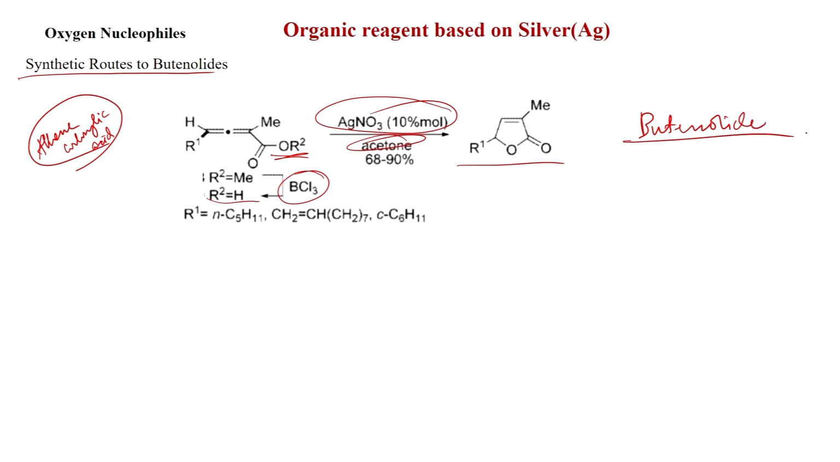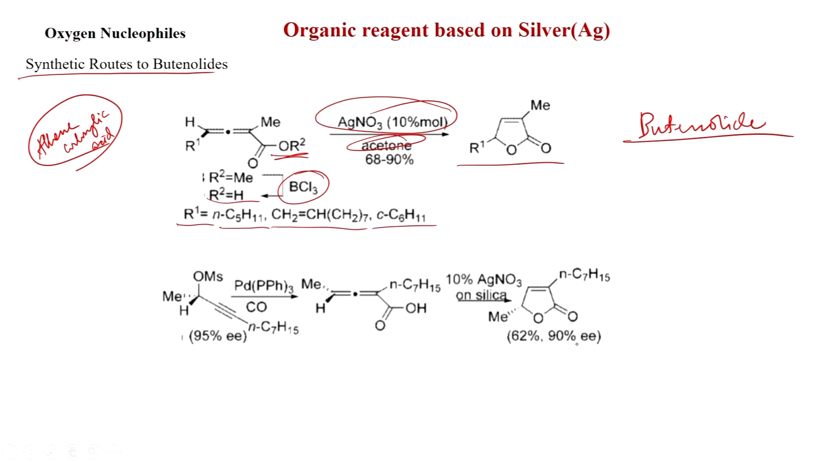So this butenolide compound you can get very easily by reacting allene carboxylic acid with 10% silver nitrate, and you can see R1 can be n-C5H11, the allyl group, then the cyclohexyl group, and this is of course racemic. So this is racemic, and now a chiral synthesis is possible with chiral allene carboxylic acid.